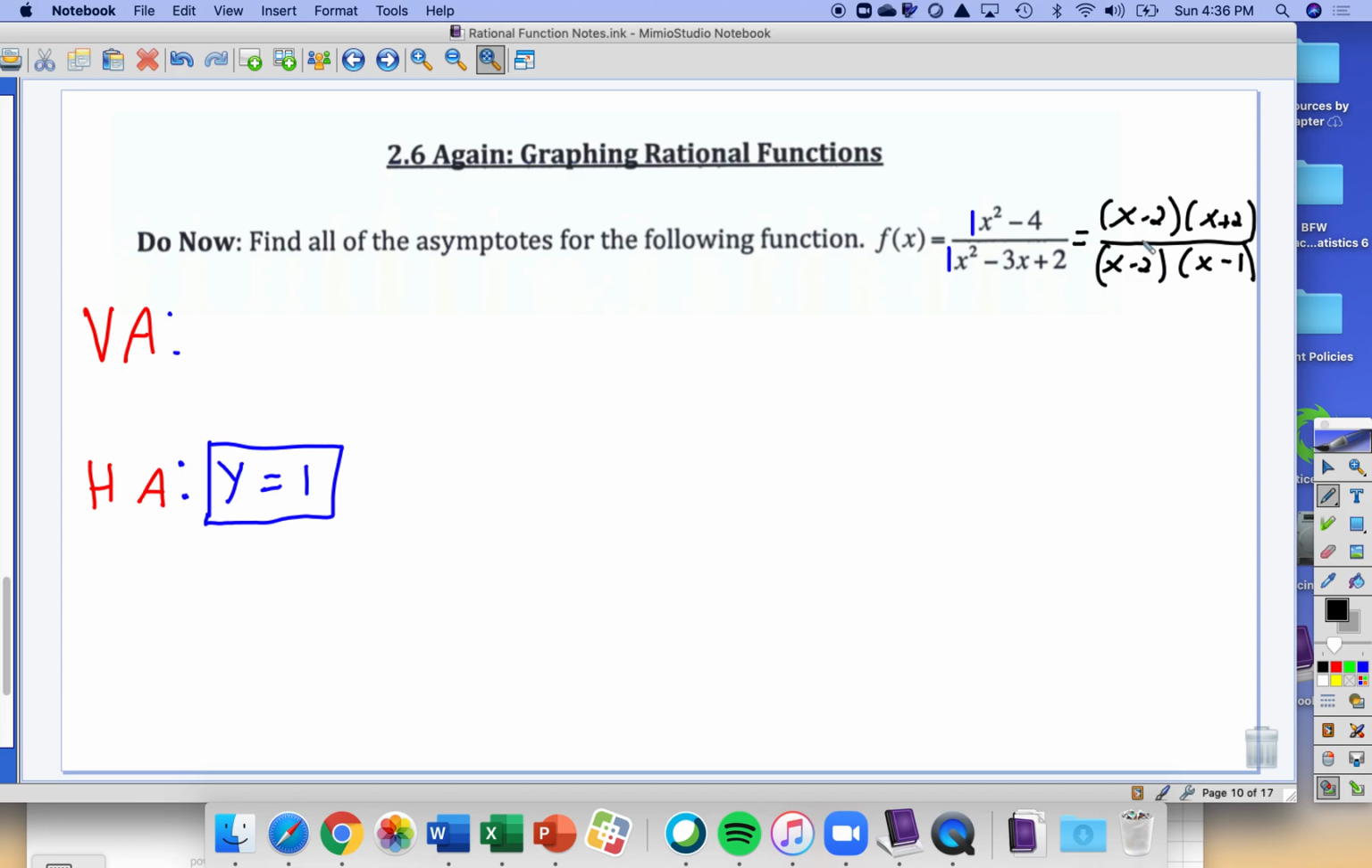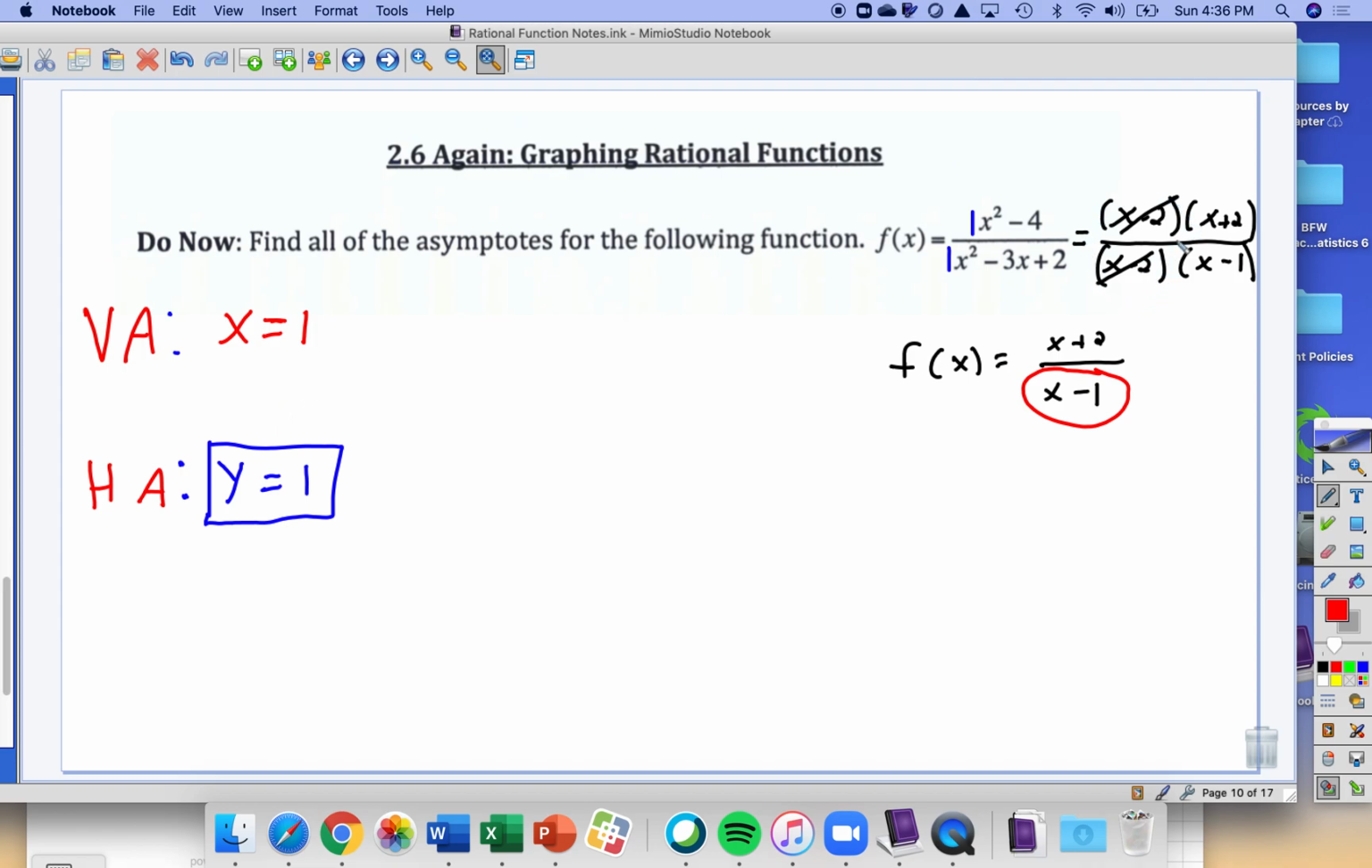What you'll notice is that x minus 2 and x minus 2 cancel out because I have a common factor on top and bottom. I'm left with just the function x plus 2 over x minus 1. Up to this point, you would have thought that this factor would have given me a vertical asymptote, but it does not. The vertical asymptote only comes from this factor right here, the simplified version. So the only vertical asymptote is x equals 1.